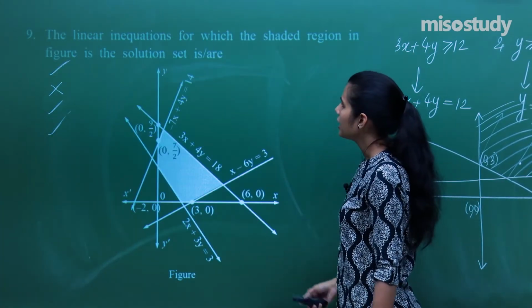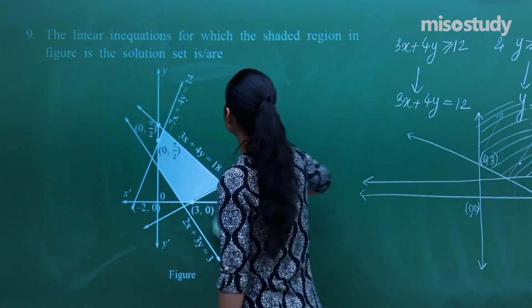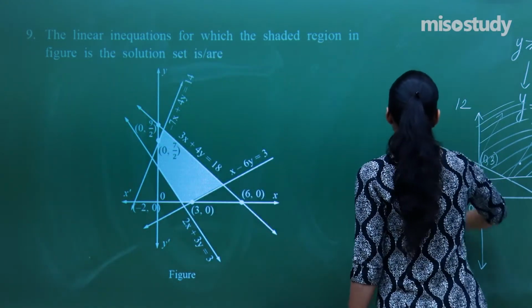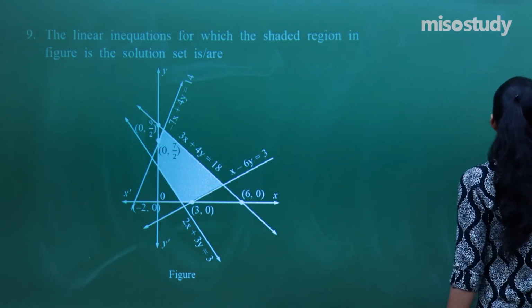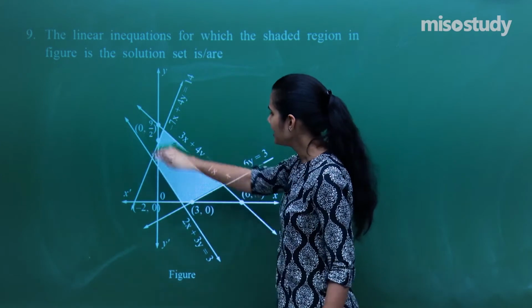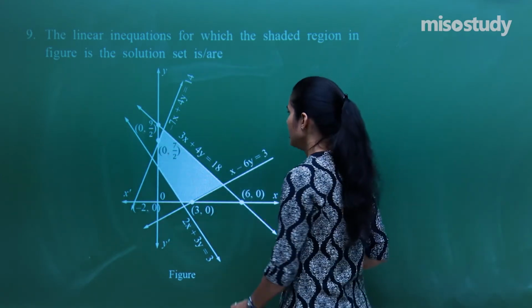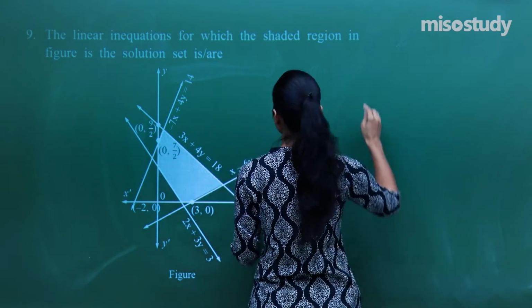Next, let's see what we have. The linear inequation for which the shaded region in the figure is the solution set is what? Okay. Here if you can see, there are 4 lines which are actually bringing this region into existence. Let's talk about the first line, 3x plus 4y equals 18.